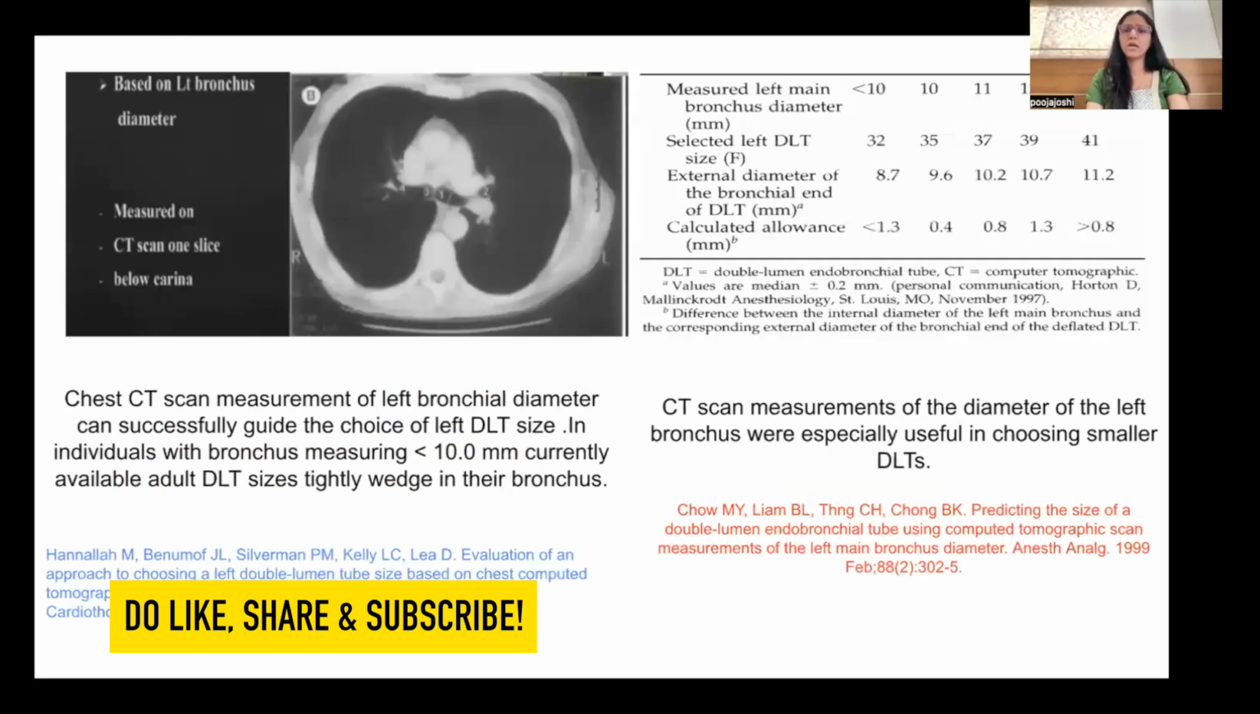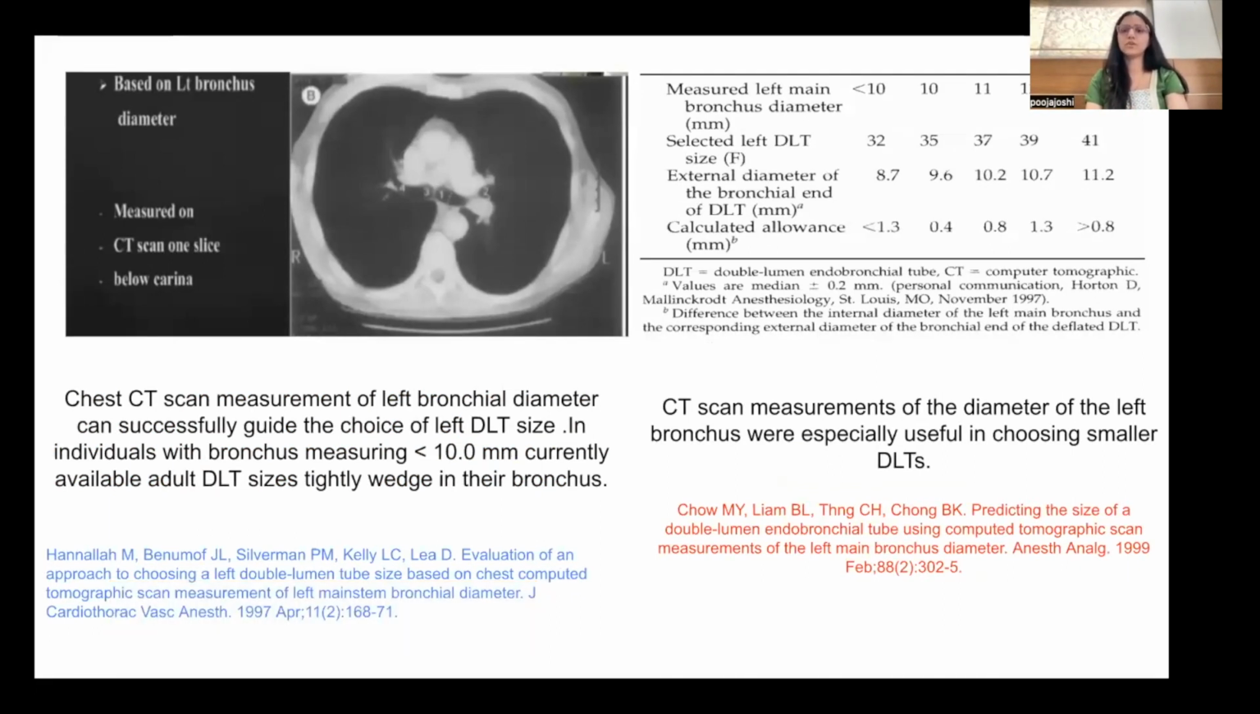So they found CT scan measurements of the diameter of the left bronchus were useful in choosing smaller DLTs. So for left main bronchus diameter less than 10 mm, you choose 32 French left-sided DLT. For those having a measurement of 10 mm, 35 French DLT is used. Also, Hanala and Benumov said the chest CT measurements of the left bronchial diameter successfully guide the choice of left DLT. You have to measure the left bronchus diameter on the CT scan one slice below the carina.